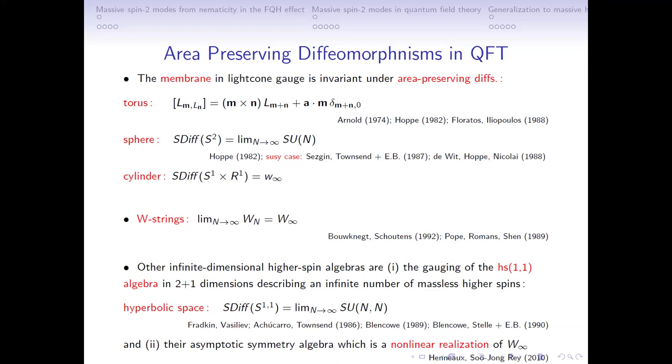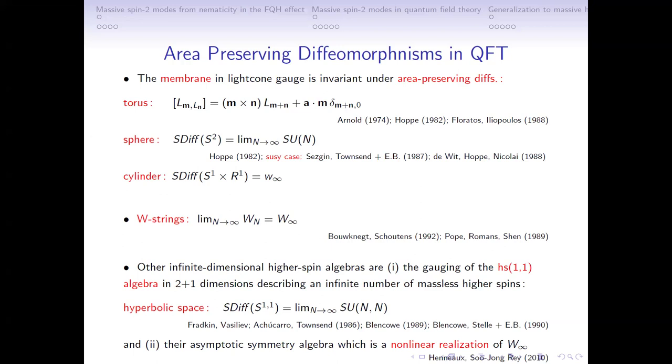And let me just mention them, that around the same time, there was also work where people tried to construct in three dimensions a gauge theory of an infinite-dimensional high spin algebra called HS(1,1). And that then gets a kind of action in three dimensions. It describes an infinite number of massless high spins. But that algebra is a kind of non-Euclidean version of this algebra. So instead of SU(N), you get a kind of SU(N,N). It's the area preserving diffeomorphisms of the hyperbolic space. So that's not really what we are doing here.